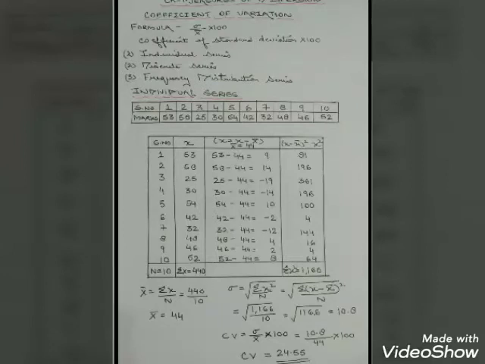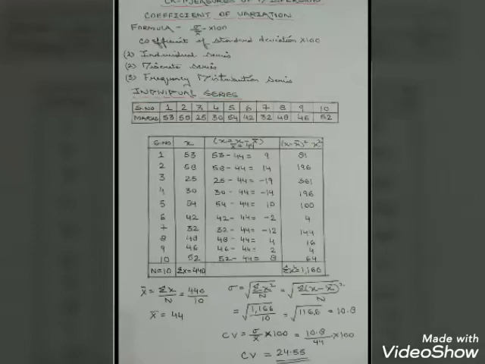Now coefficient of variation can be calculated for three different series, that is individual series, discrete series and frequency distribution series. Now I am going to explain each series one by one. So let's start with the first one, that is individual series.